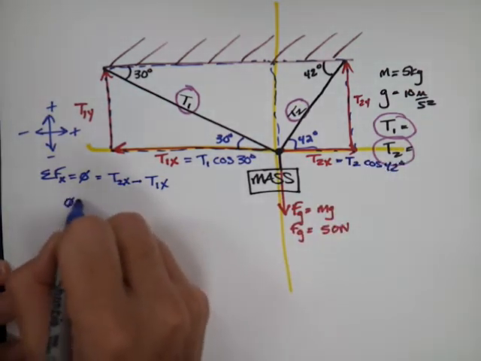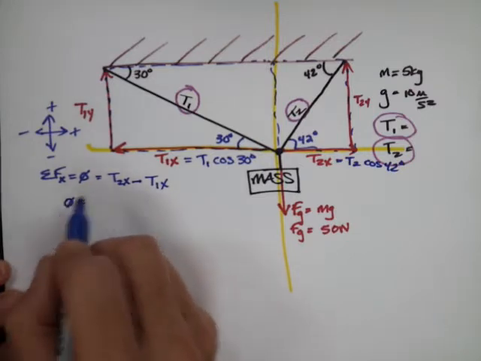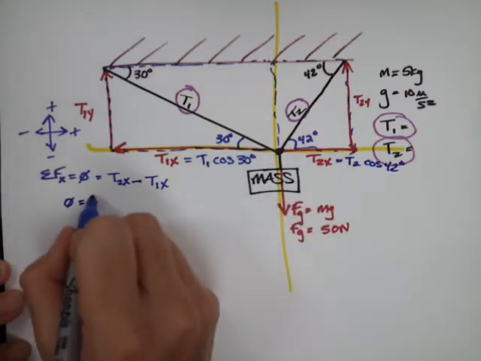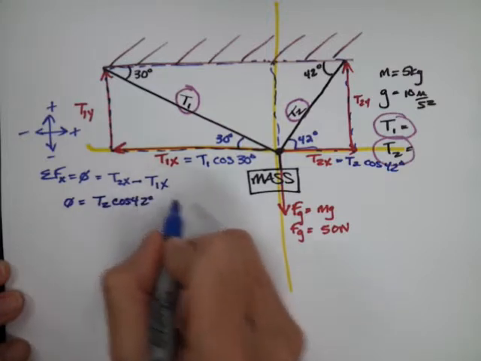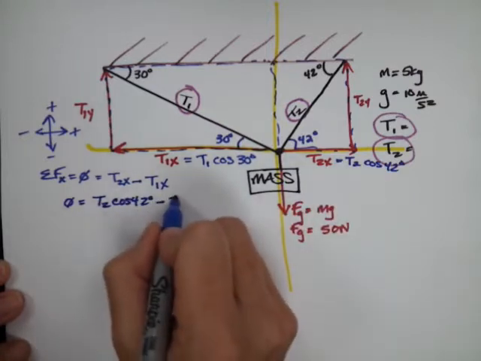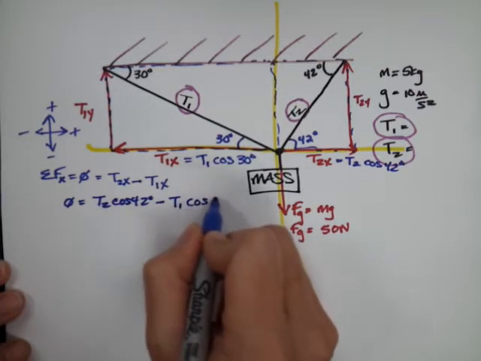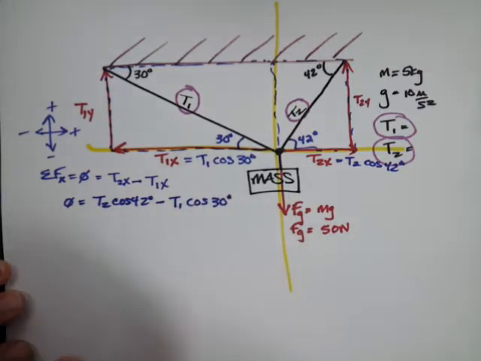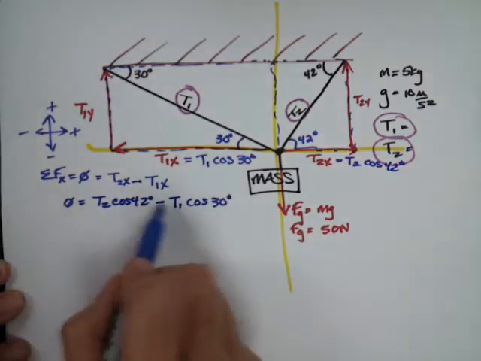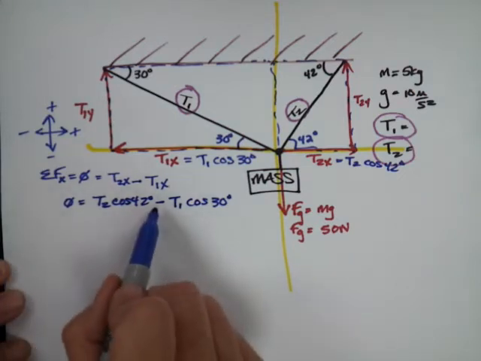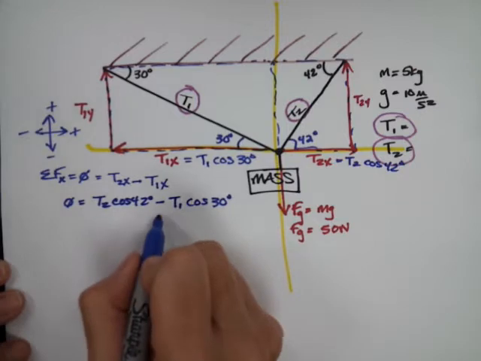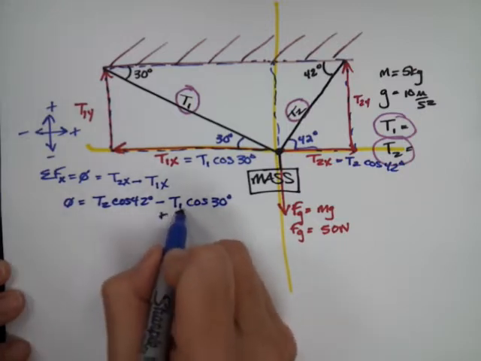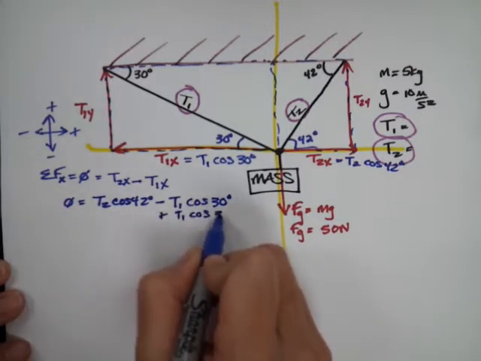So I have 0 equals my T2x, which is really T2 cosine 42 minus T1 cosine 30 degrees. I can move one to the other side, so because this is a negative, I'm going to move that over and make it positive. So I'm adding the value to both sides.